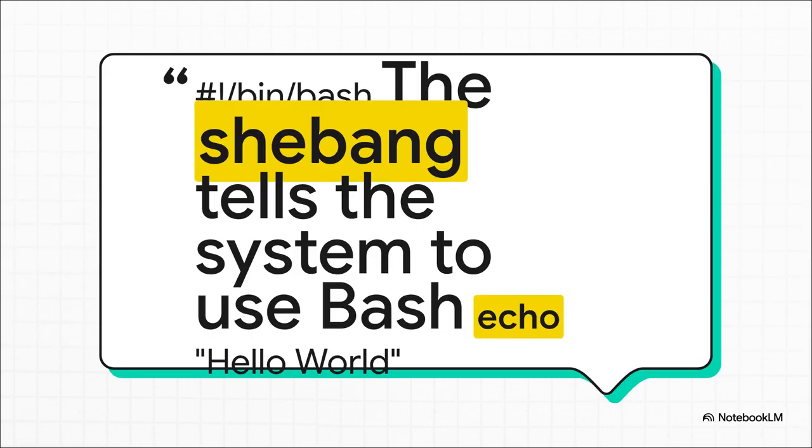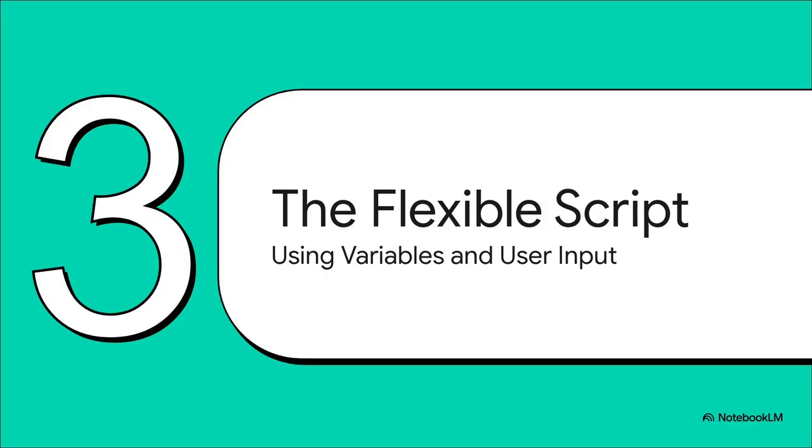And here's the code itself. Super simple, right? That first line, the one with the hash and the exclamation point, that's called a shebang, and it's really important. It's a special memo to the operating system that says, hey, when you run this file, use the bash program to do it. After that, it's just one command, echo hello world, which, you guessed it, just prints hello world right on your screen.